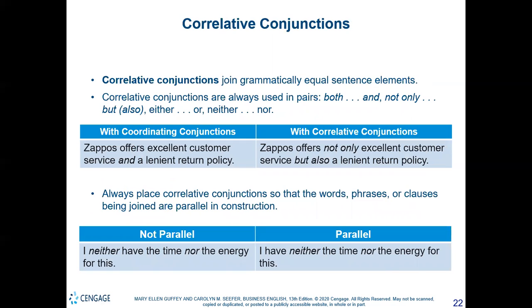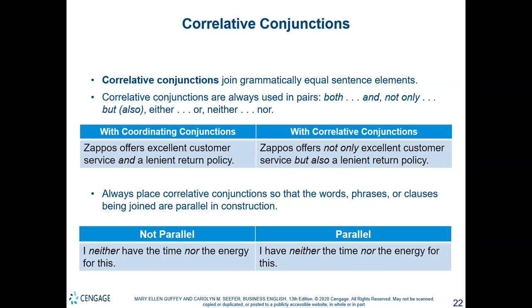Correlative conjunctions. Correlative conjunctions join grammatically equal sentence elements. Correlative conjunctions are always used in pairs, like both/and, not only/but also, either/or, neither/nor. You've heard this saying, either, either, neither, neither. With a coordinating conjunction, we can say Zappos offers excellent customer service and a lenient return policy. With correlative conjunctions, we can say Zappos offers not only excellent customer service, but also a lenient return policy.